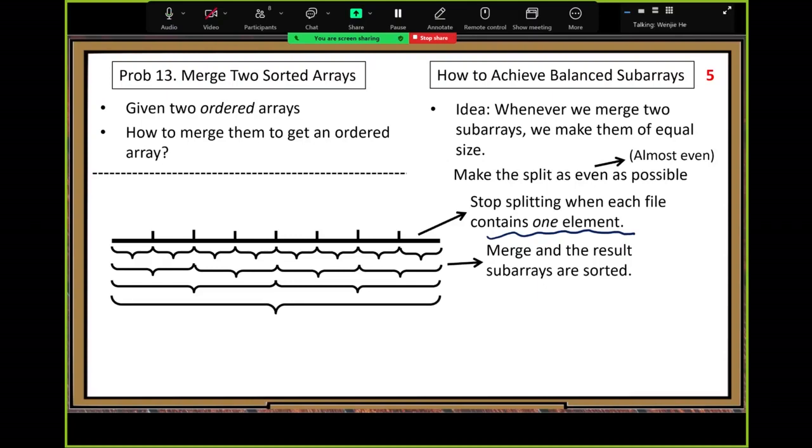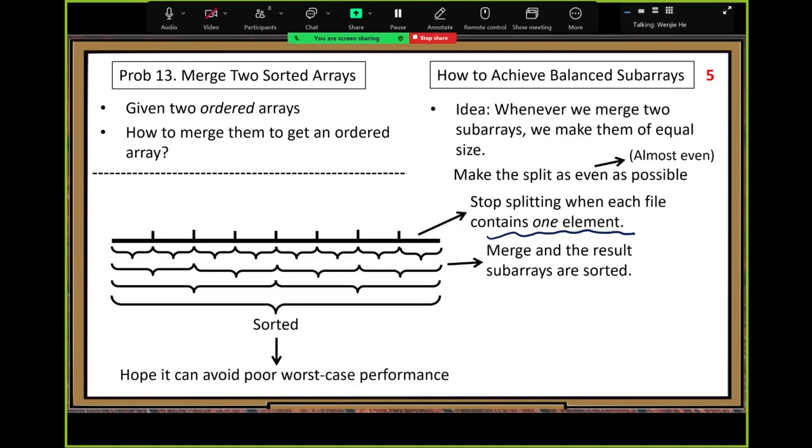So here you can see, if you figure out how to merge two ordered subarrays, you can use this kind of recursion. You implement it by recursion, and you can sort the whole array easily. So the only thing we need to do is merge two ordered arrays. That's all we need to do.